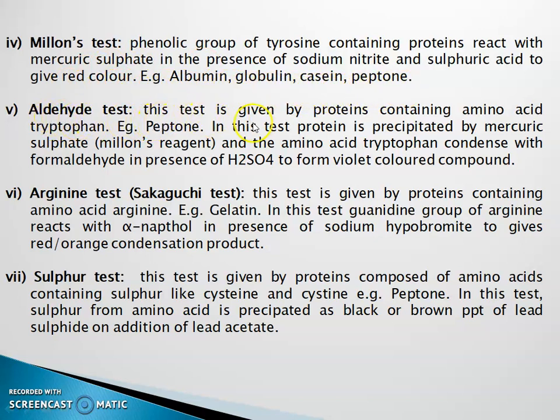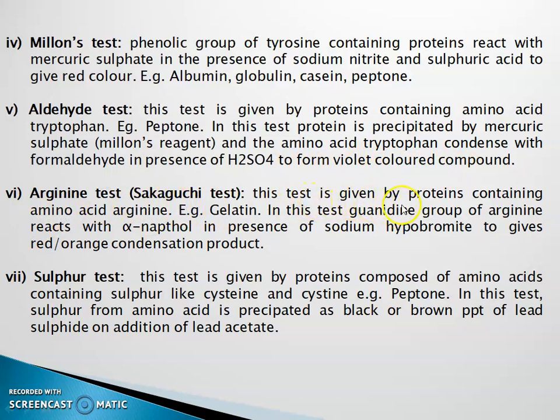Aldehyde test. This test is given by proteins containing the amino acid tryptophan. Example: peptone. In this test, protein is precipitated by mercuric sulfate, that is Millon's reagent, and the amino acid tryptophan condenses with formaldehyde in the presence of H2SO4 to form a violet color compound.